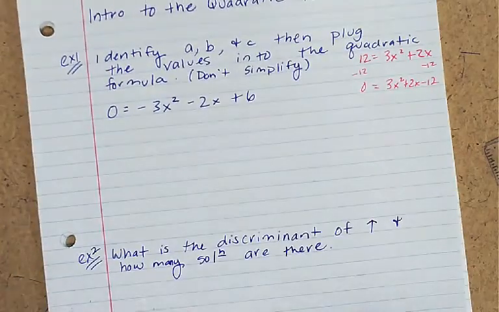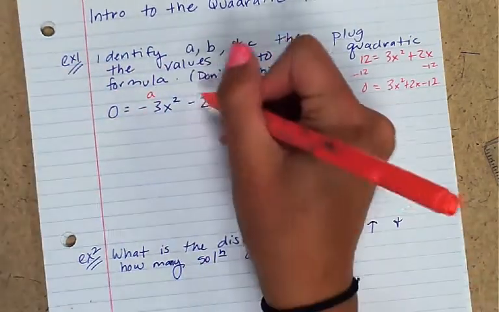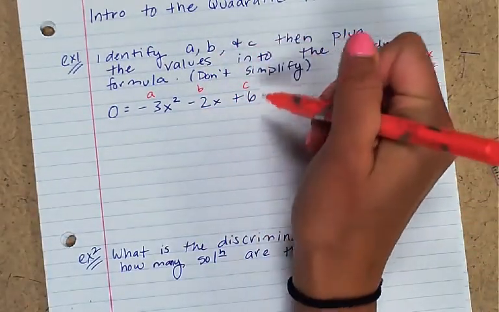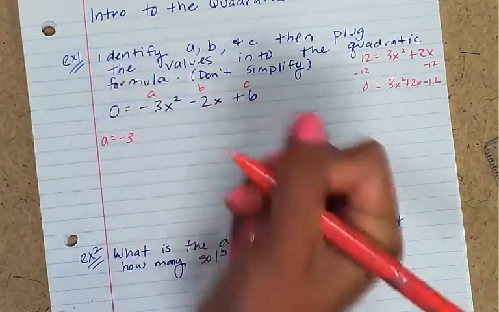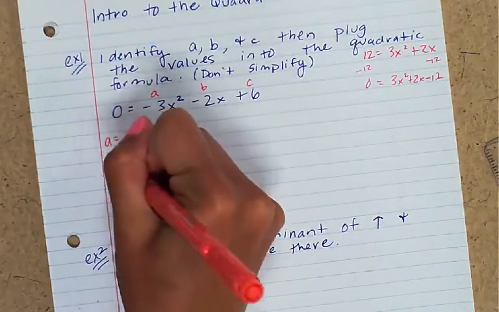We already have that. So A is the number that's in front of your x squared, B is the number in front of your plain x, and C is your constant, the one that has no variable attached to it. So our A is -3, our B is -2, and our C is 6.